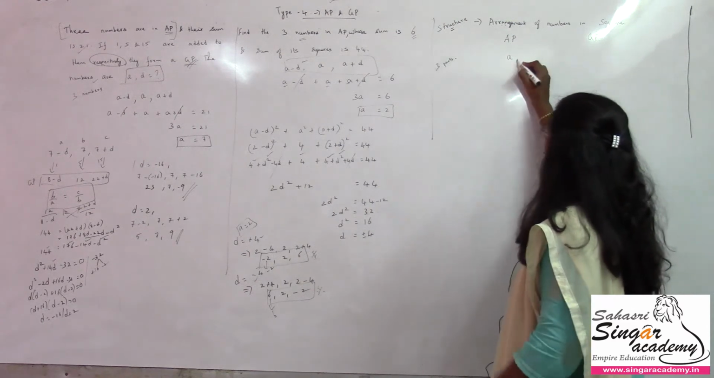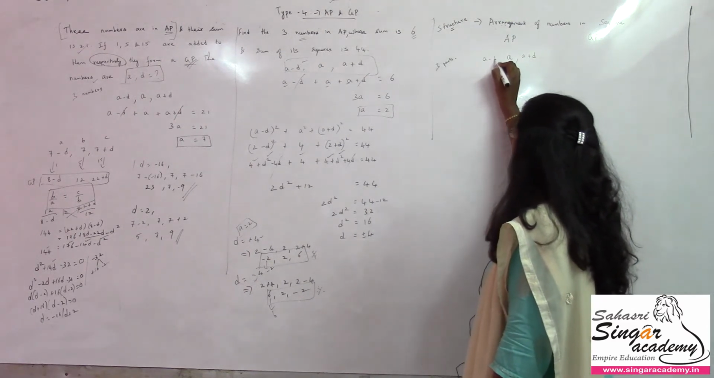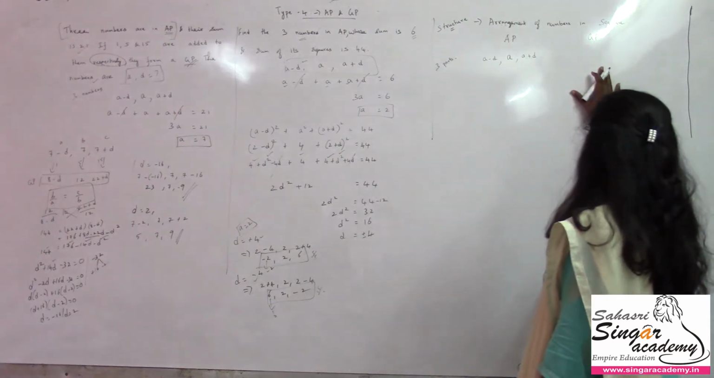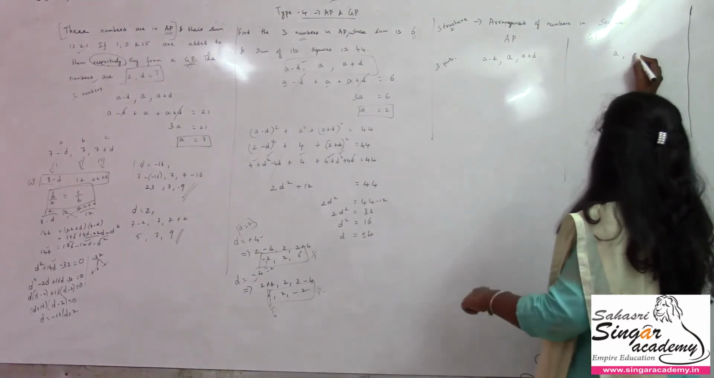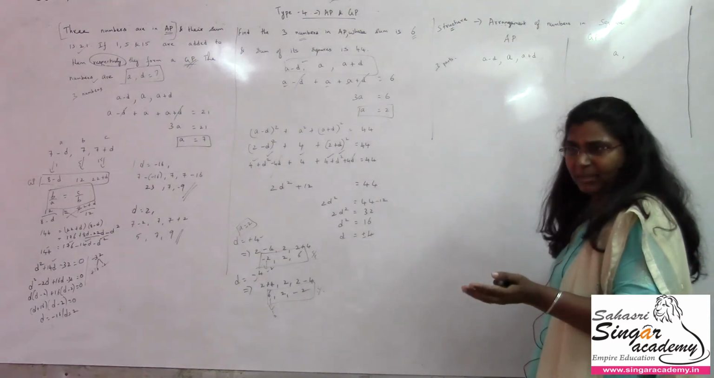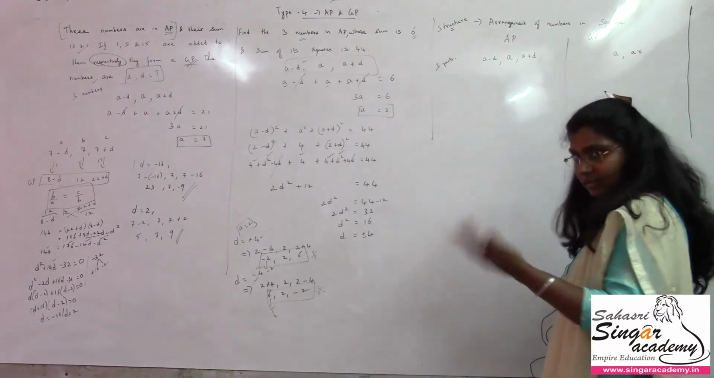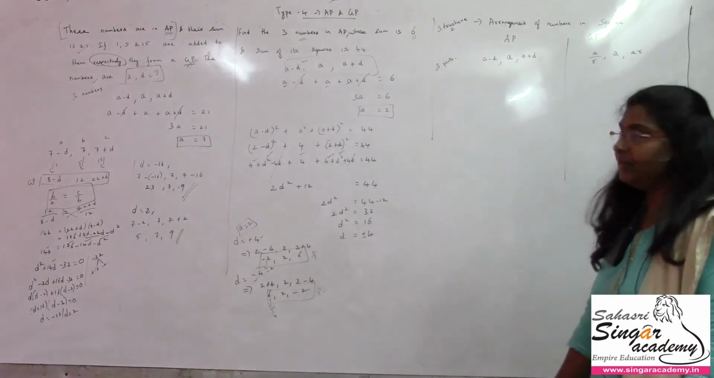So the next term will be A plus D. The previous term will be A minus D. This is what we discussed here. And we have discussed for GP also, where the center term will be A. The next term, for GP, you're multiplying with the common ratio R, right? So AR. And the previous term will be A by R. This is with respect to GP.